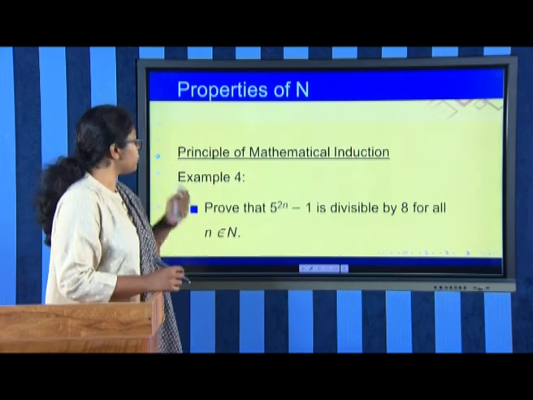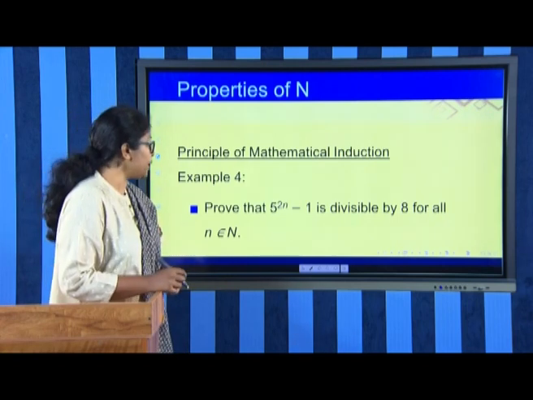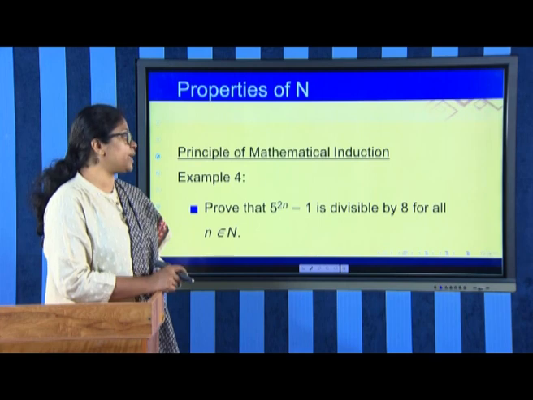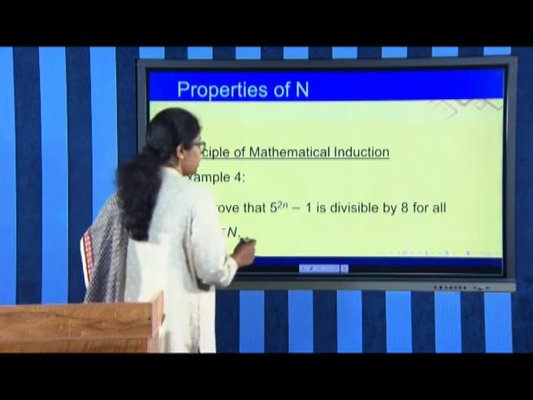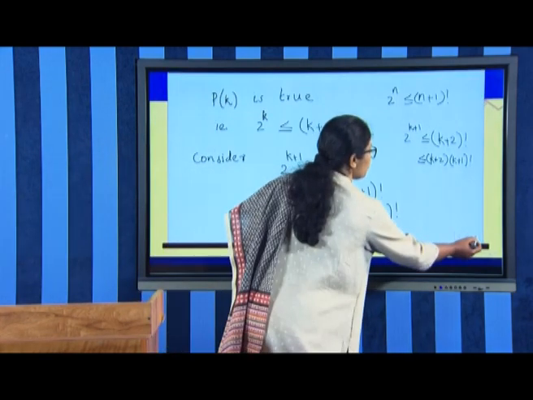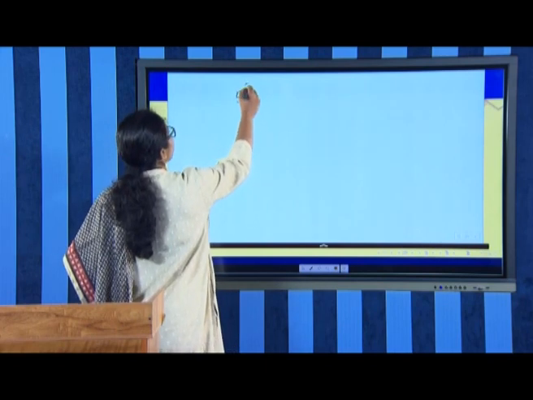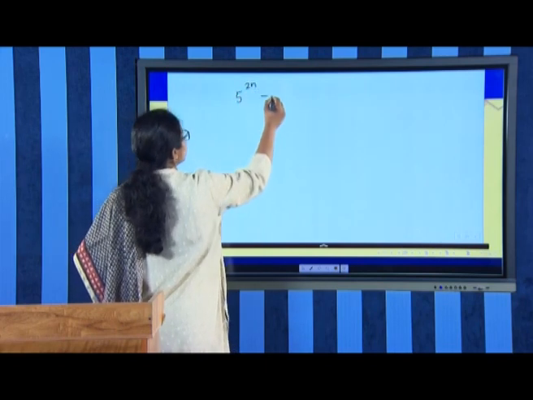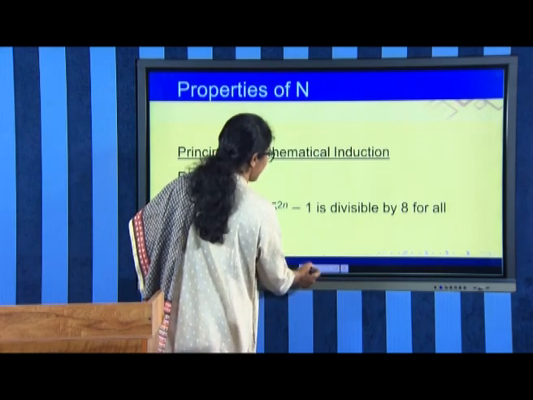Now, we shall look at the fourth one. Prove that 5 power 2n minus 1 is divisible by 8 for every natural number n. So, the question we will write once more: 5 power 2n minus 1 is divisible by 8.